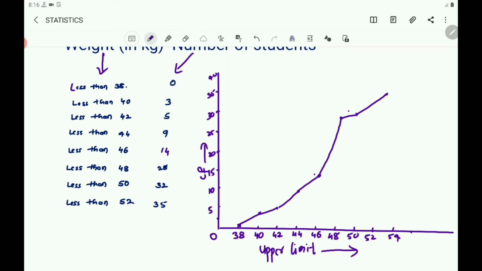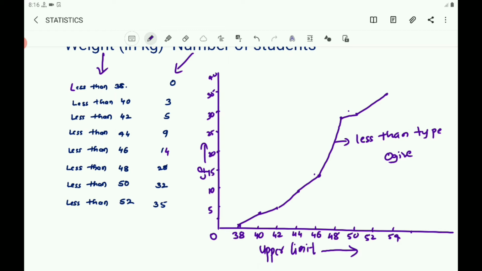This is a less than type ogive. Less than type ogive. Here we got a less than type ogive on a sheet of paper, so no need of having graph sheet.